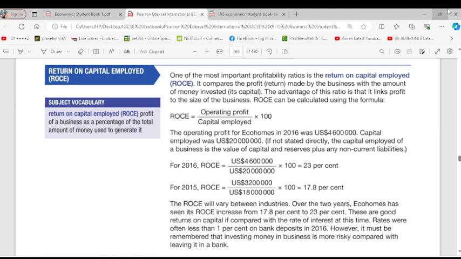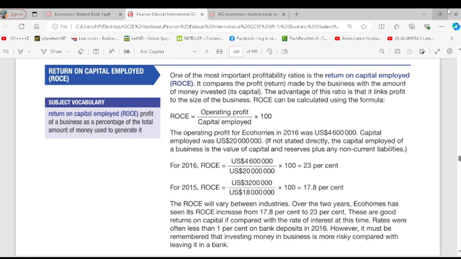Money is being generated to carry on business activity. So the amount of money invested into the business by the owners would need to be returned, not the permanent capital, but in terms of profit. So return on capital employed is simply about the return on investment.